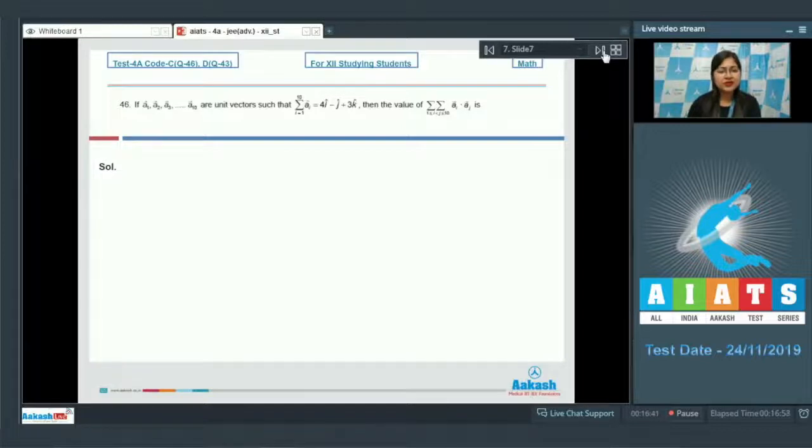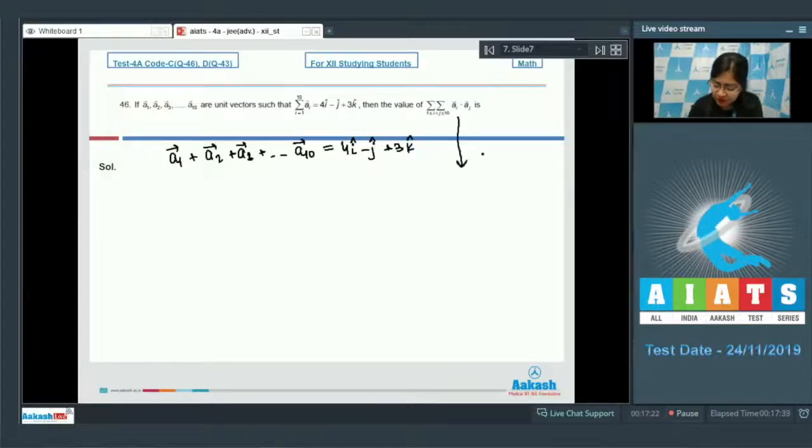Next is question number 46, which says that if a1 vector, a2 vector, a3 and so on up to a10 vector are unit vectors such that the summation of i going from 1 to 10, ai vector is equal to 4i cap minus j cap plus 3k cap, then find the value of summation ai dot aj vector where i is greater than or equal to 1 and less than j, which is less than or equal to 10. So it is given that a1 vector plus a2 vector plus a3 vector and so on up to a10 vector is equal to 4i cap minus j cap plus 3k cap.